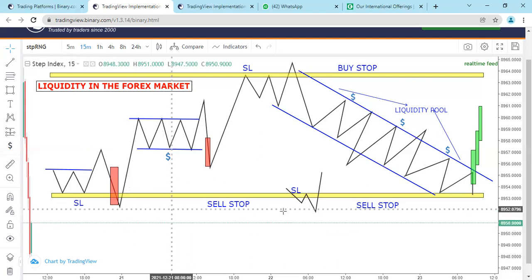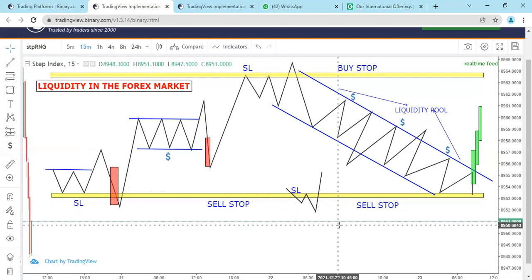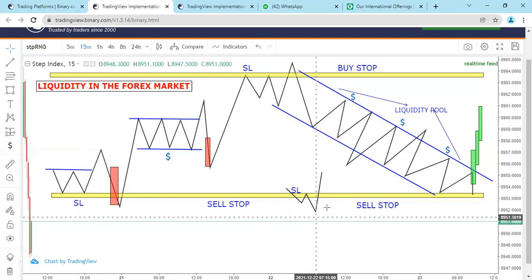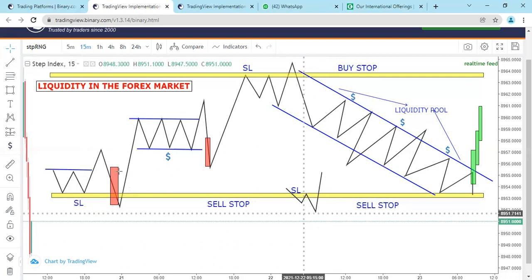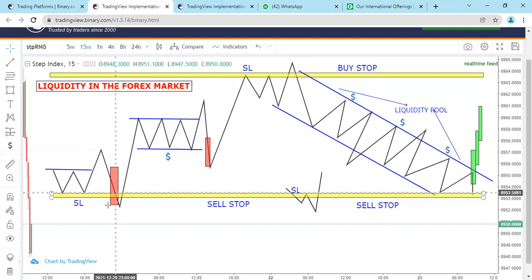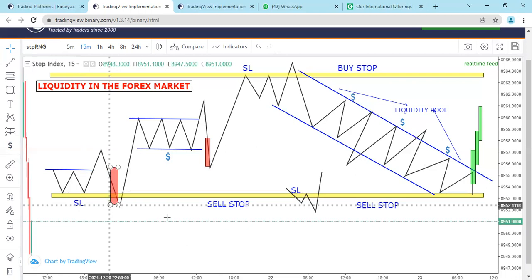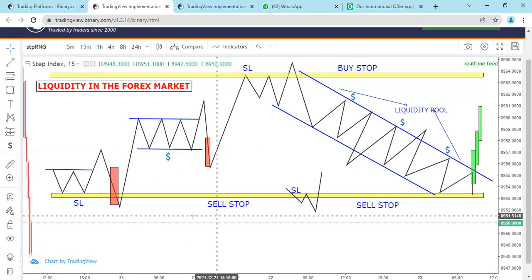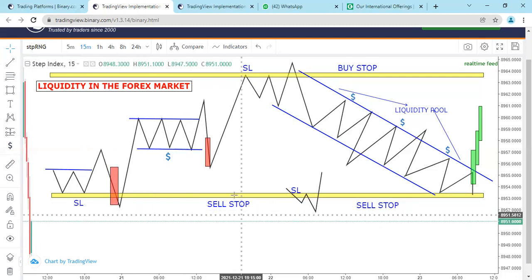They're just waiting for a break and retest. Then let me sell. Let me say after the support is broken and retested. Look at what they did. They cleared off the stop losses below here and they activated the sell stop. Everybody selling below here, they activated them.